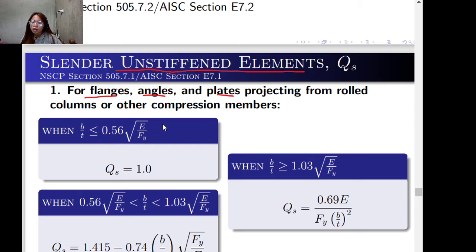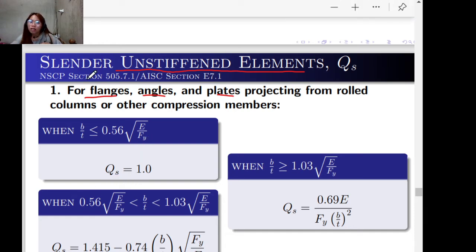since this is the limiting value, right? This is the limiting value for compact. If the b over t is less than or equal to 0.56 square root of E over Fy, Q sub S is equal to 1.0.